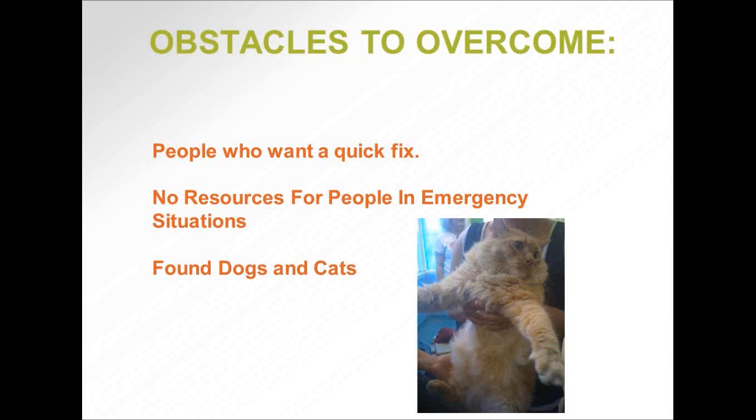Let's talk a little bit about the obstacles you have to overcome. People want a quick fix. Also, no resources for people in emergency situations and found dogs and cats. All of these are a bit of a problem. Most of our obstacles come from people who simply want a quick fix and expect us to take their pet, which we cannot do. We only pull from the shelter.